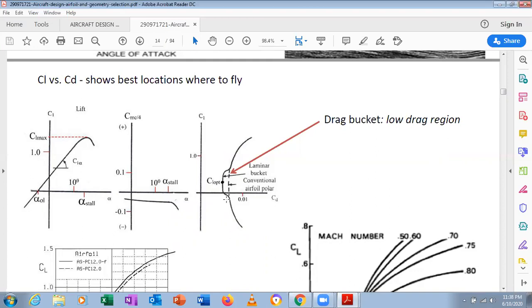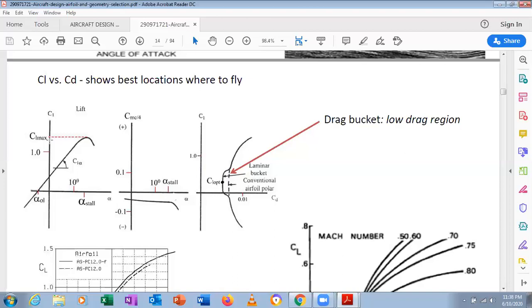It's called the conventional airfoil polar. It's called the low drag region. When we are flying in this region, what happens? Drag will be less and the performance of the aircraft will be good. So therefore, the drag bucket plays a very important role. What is this drag bucket? It is nothing but a low drag region.